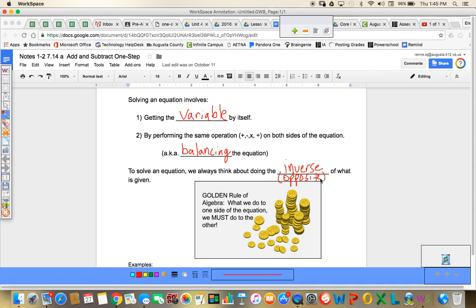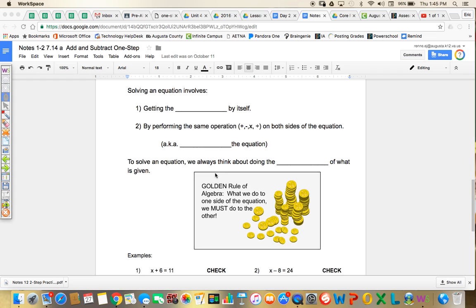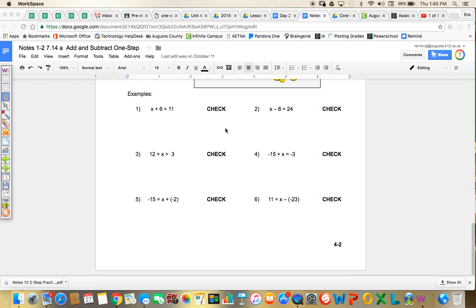Now, when you're solving these equations, remember the golden rule of algebra. What we do to one side of the equation, we must do to the other. Okay, so let's check out and see how this algorithm works.